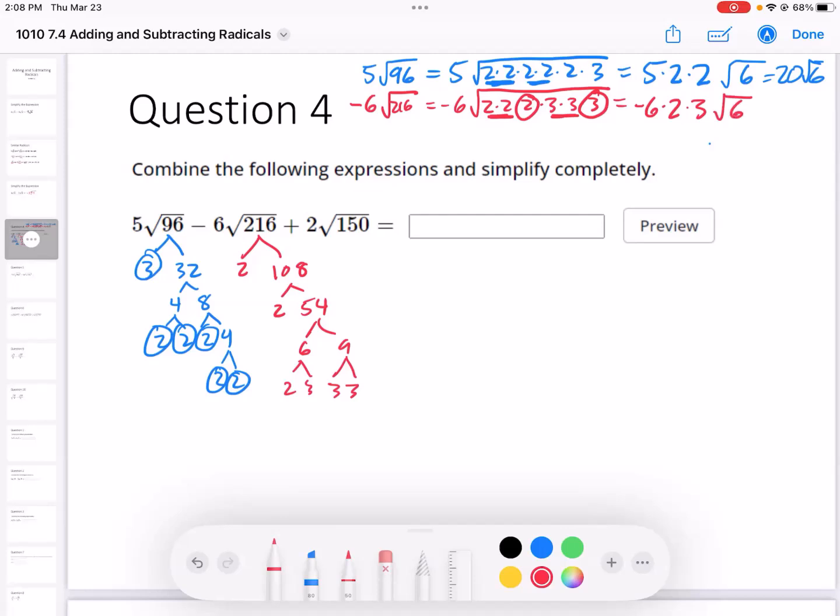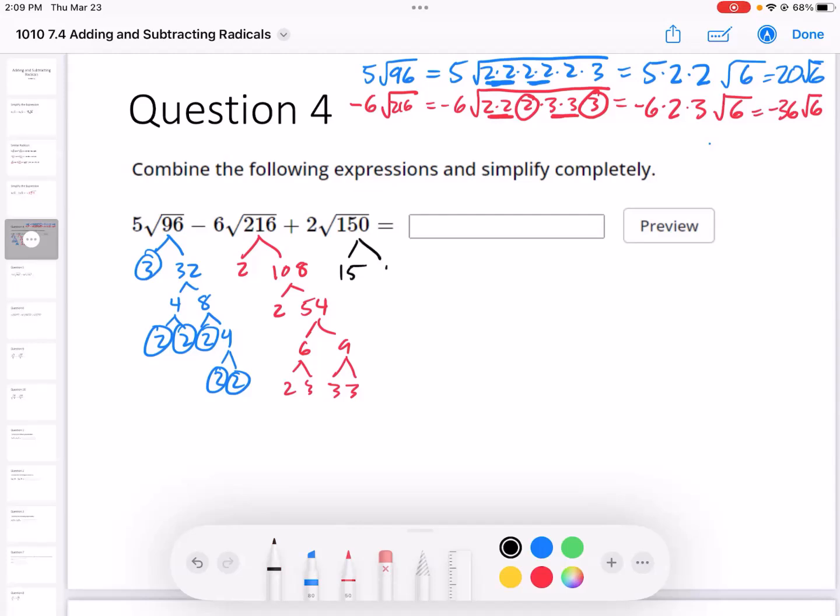Then I can simplify this because -6 times 2 is -12. -12 times 3 will give me -36. So this is -36 square roots of 6. And this is good because our roots are matching now. So we're not quite done simplifying because I still need to do that last term. But because I have square roots of 6 in both of my terms, that means I'm going to be able to combine them. So now to do my last one, I need to factor out 150.